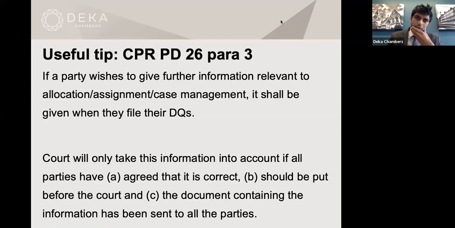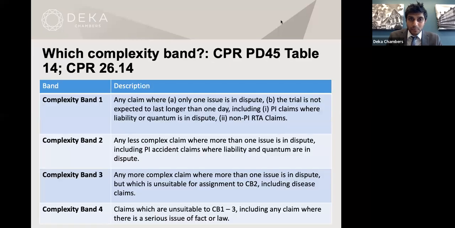So what happens, say, if you don't think the judge will really appreciate it? Well, actually, CPR PD 26, paragraph 3, gives you a tool, if you're a claimant or a defendant, to really highlight to the judge at the CMC or the person filling the directions questionnaire that this is a slightly more complex case than maybe initially thought. What this provision provides is that if you wish to give further information, you can send a document with the DQs saying that there is added complexity in this case. But the court will only take this information into account if all the parties agree that it's correct, that it should be put before the court, and a document containing the information has been sent to all the parties.